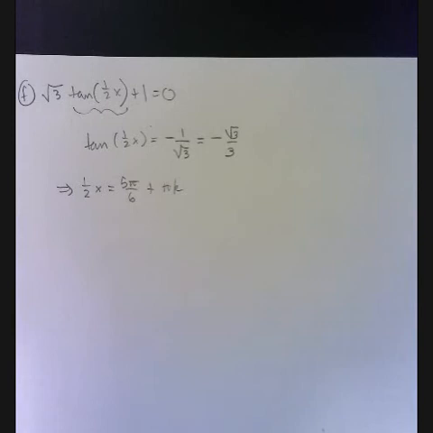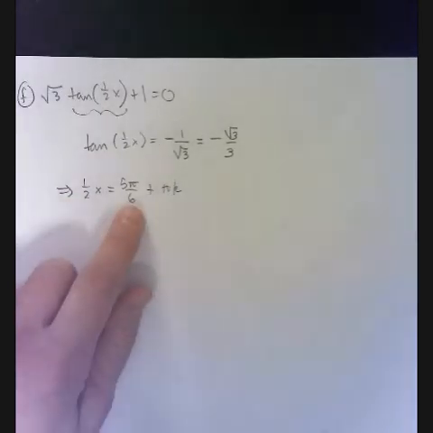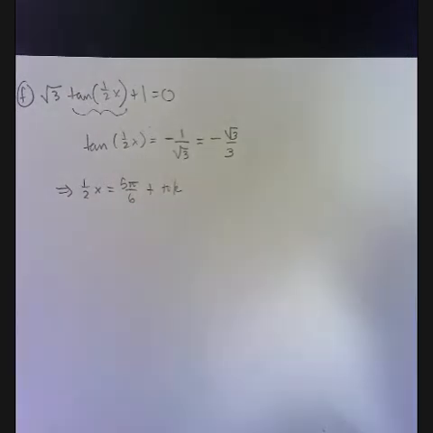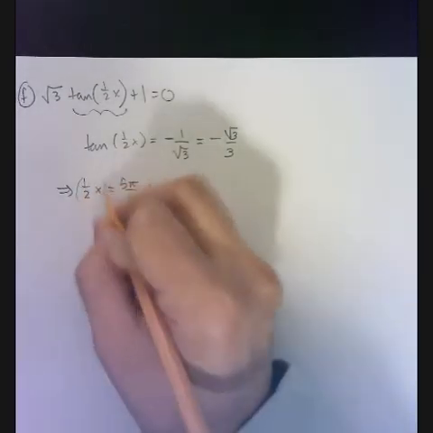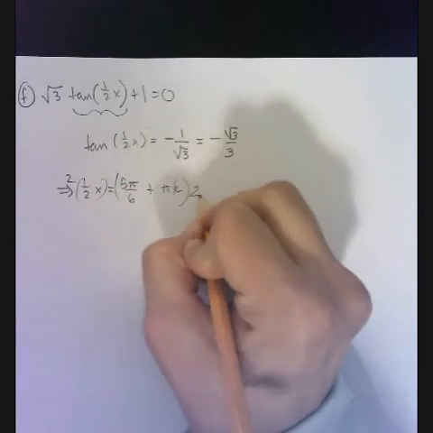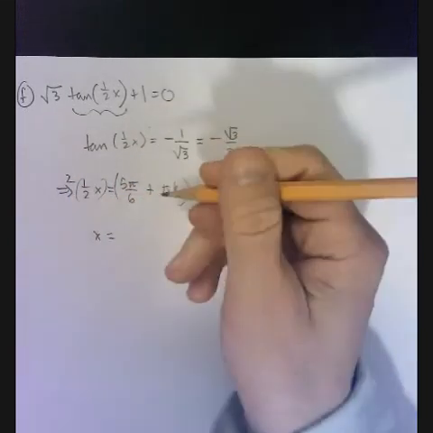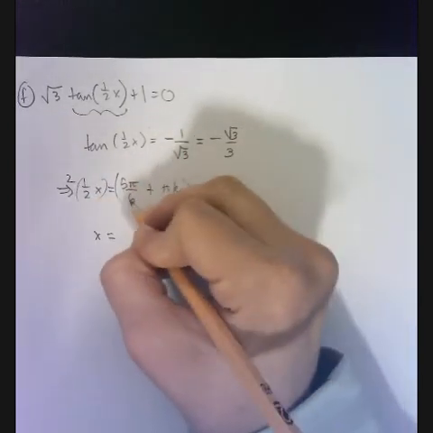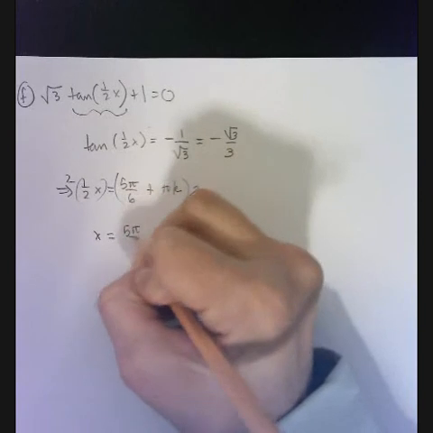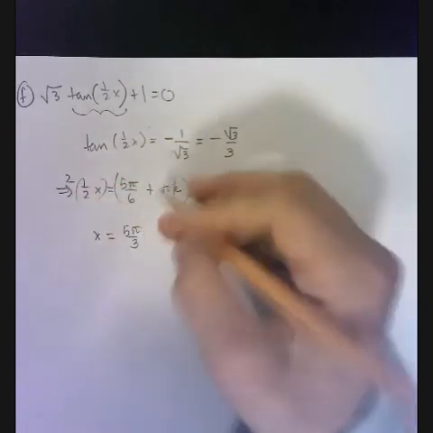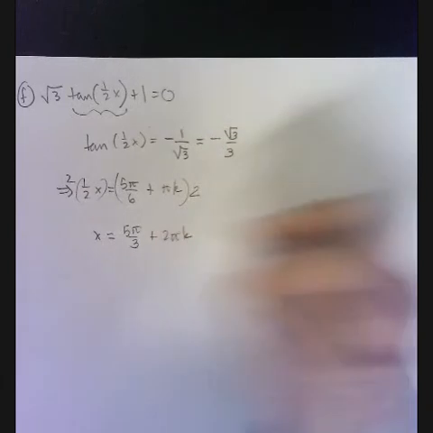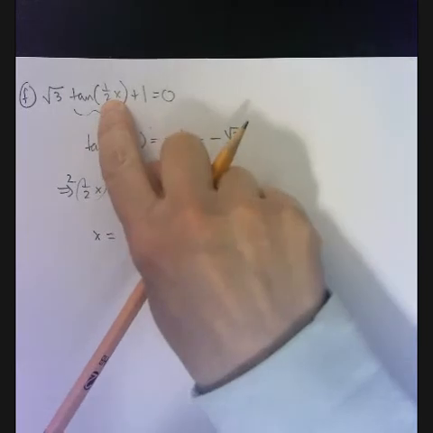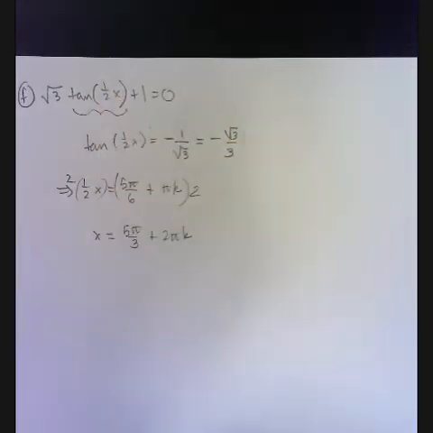Alright, so if I know 1/2 x has to give me 5 pi over 6 plus a multiple of pi, now I'm going to solve for x by taking everything times 2. So x equals, I take 5 pi over 6 times 2, I get 5 pi over 3, right? The 2 goes into 6 3 times, plus 2 pi k. So the period actually gets longer because of the 1/2, right? So you've got a stretched out period.